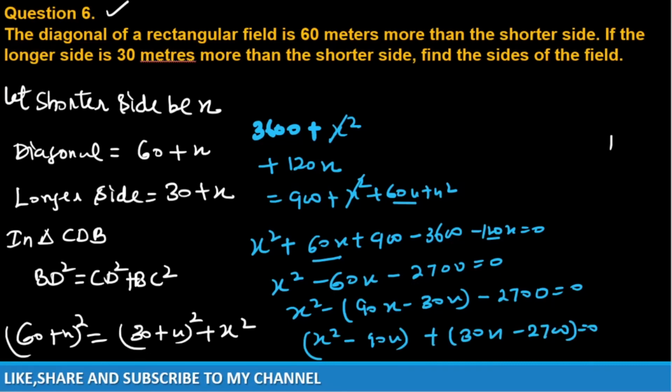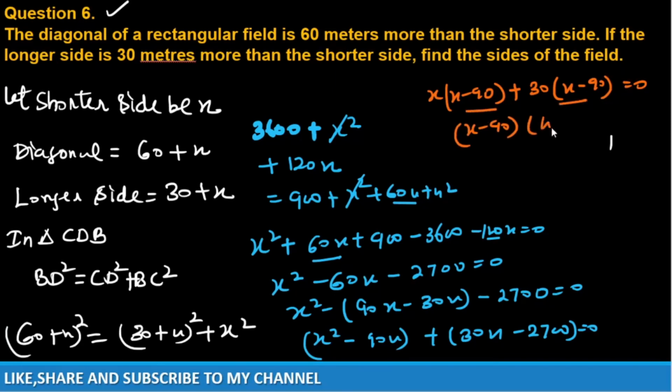So now look at this, what I will get. I had taken the common x. This is the x square written here. So I will take the common x, it becomes x minus 90, and here take the common 30, it becomes x minus 90 is equal to 0. So x minus 90 is common between these two, and you can say x plus 30 is equal to 0. Now the value of x will be 90 because x cannot be negative.